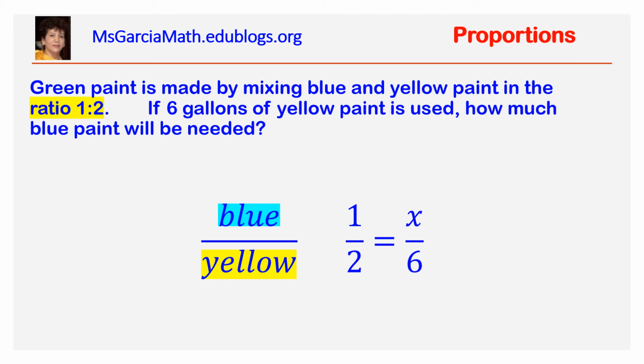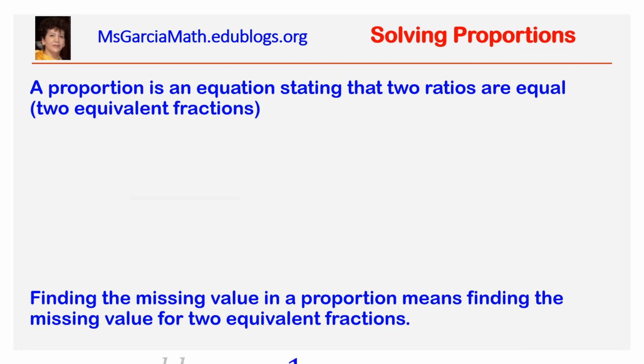Example. Green paint is made by mixing blue and yellow paint in the ratio 1 to 2. If 6 gallons of yellow paint is used, how much blue paint will be needed? A proportion is an equation stating that two ratios are equal, two equivalent fractions. Finding the missing value in a proportion means finding the missing value for two equivalent fractions.